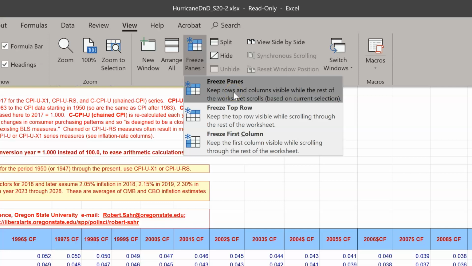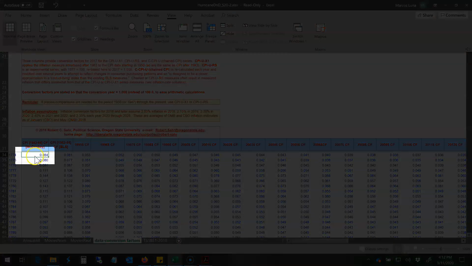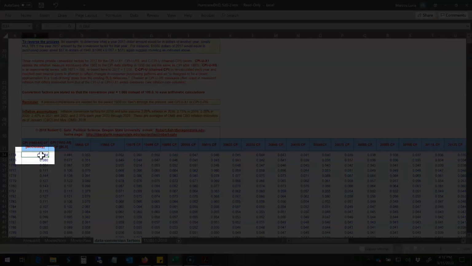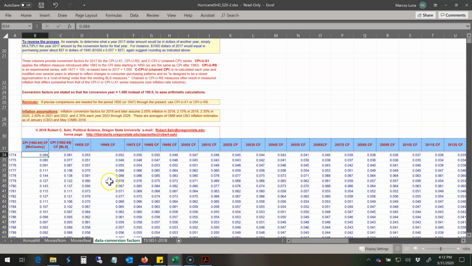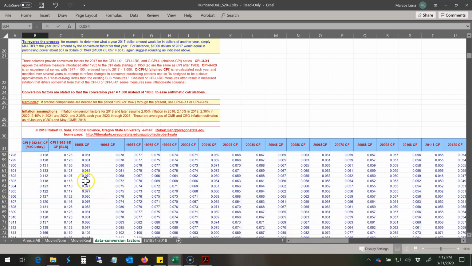Now, when I do that, it's important where my cursor is located. So when I click that, the fact that my cursor was right here in this cell, in B34, is important, because now if I scroll down, you'll see how this top part doesn't move, and if I scroll to the right, you'll see how that first column doesn't move. So it's real convenient.